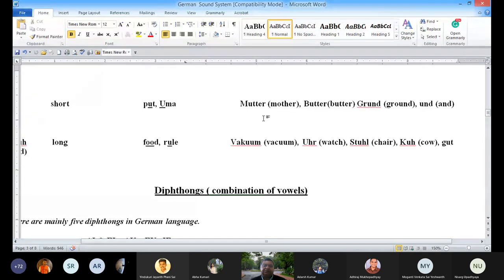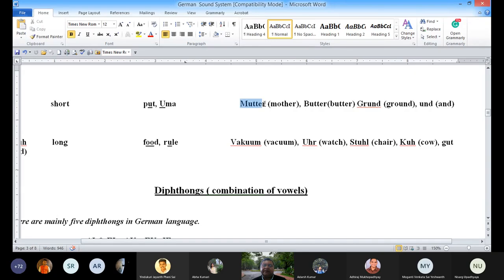And then for the long one, for this one, W, vacuum. V is va, K, U. So W, U, vacuum. Ur, this is the example of U followed by H, but H again is silent. So you are pronouncing Ur, Ur. And again here pronouncing STUHL, stool, and KUH, koo, and GUT, goot, goot, because these are the three conditions when the vowels are long.